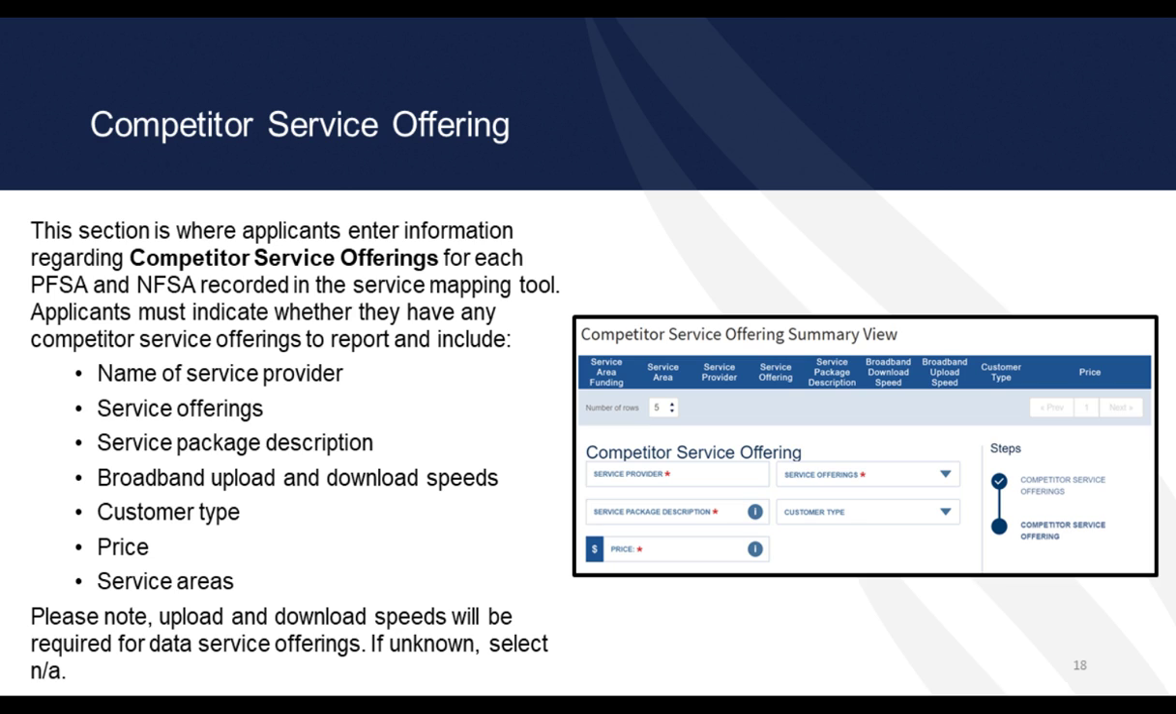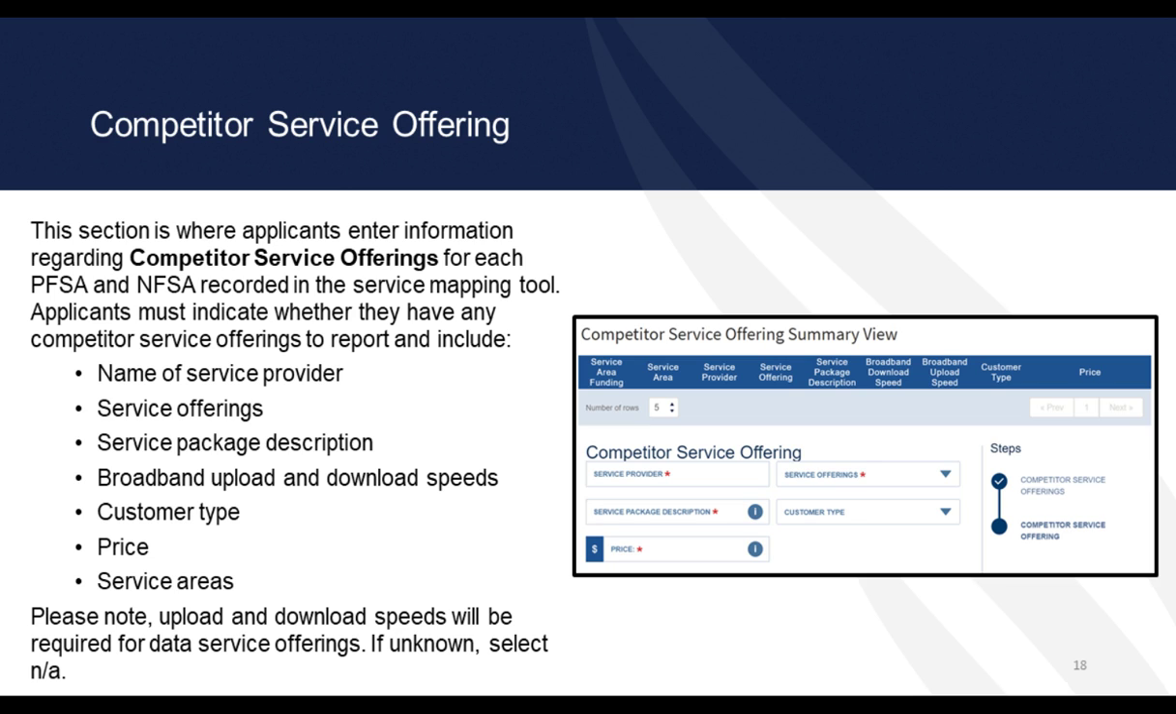The competitor service offerings section asks applicants to enter information regarding competitor service offerings for each PFSA and NFSA recorded in the service mapping tool. Applicants will be prompted to include the following regarding each competitor service offering: name of service provider, service offerings, service package description, broadband download speed, broadband upload speed, customer type, price, and service areas.